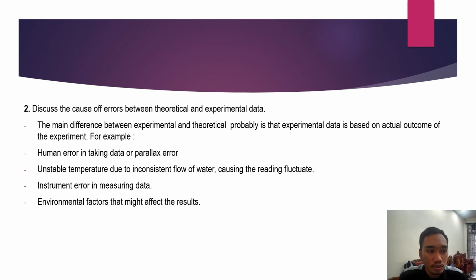So for question 2, we need to discuss the cause of error between theoretical and experimental data. The main difference between experimental and theoretical is probably that experimental data is based on the actual outcome of the experiment. For example, human error in taking data or parallax error. Also, the unstable temperature due to inconsistent flow of water, which can cause the reading to fluctuate. Next, there might be an instrument error in measuring data. And last one is environmental factors that might affect the result.